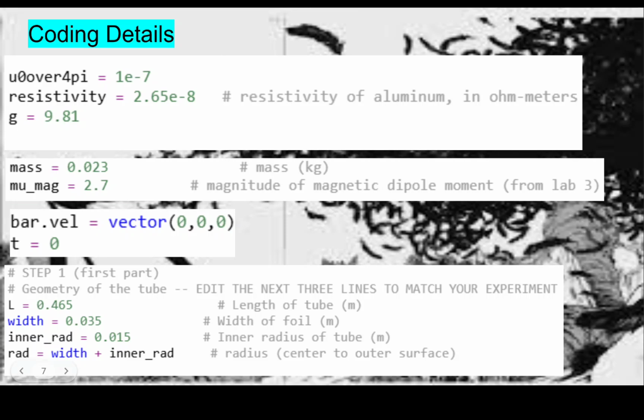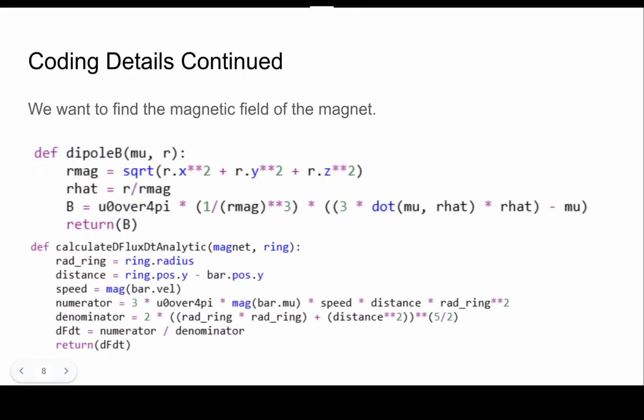And then to start off our code, we begin by defining the constants that we need, like the resistivity of the aluminum, gravity, the mu naught over 4 pi constant, and then we have the measurements for the mass and the mu mag of the magnet from earlier, along with the velocity and the time. And then here we're just taking measurements of the tube and the foil, and then we're just finding the radius.